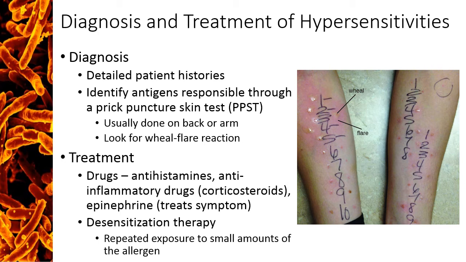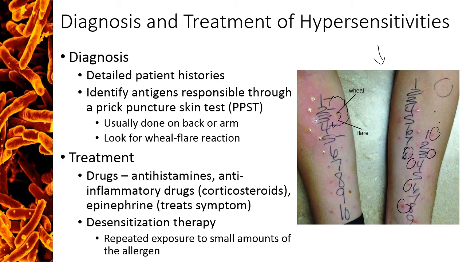You can also go through what's called a prick puncture skin test, or a PPST, which is what we see in the image here. This is usually either done on the arms like we see or on the back. What happens is they stick different antigens, you can see along the arm where each one of the sticks was made, and they look to see if you have what's called a wheal and flare reaction. The wheal is the swelling, and then the flare is the redness that develops. If you have one of these types of reactions, that's telling you that that's something you are allergic to. Your immune system is responding to it.